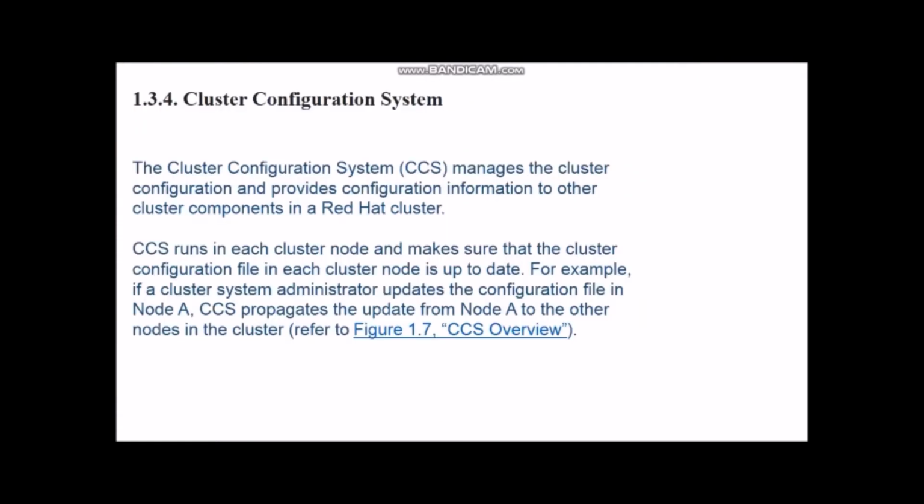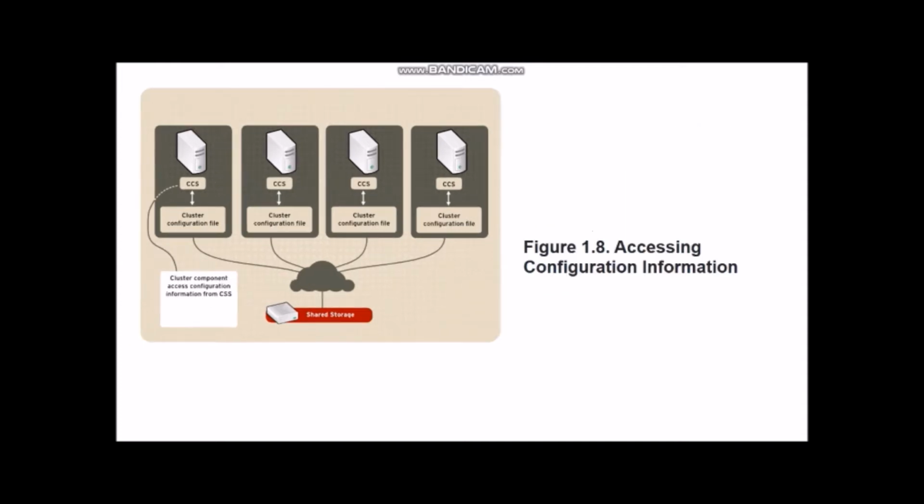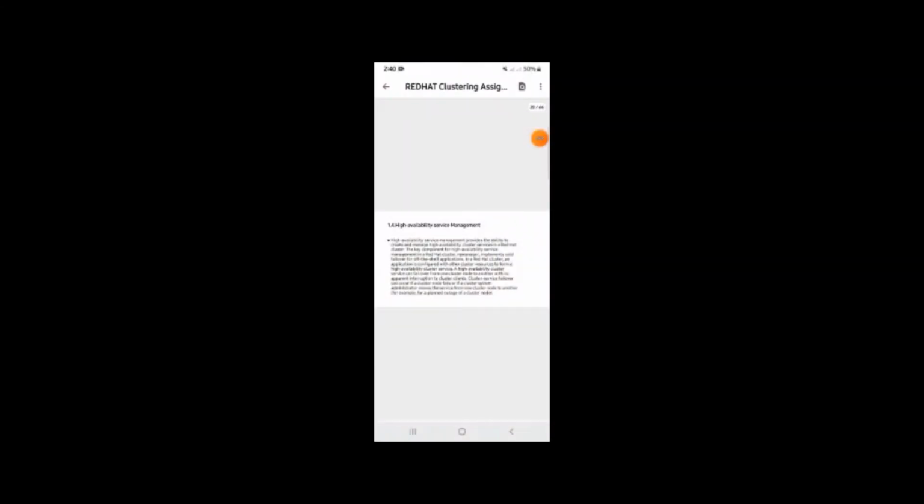Cluster configuration system. The cluster configuration system manages the cluster configuration and provides configuration information to other cluster components in a Red Hat cluster. CCS overview. The other cluster components access configuration information from the configuration file through CCS.